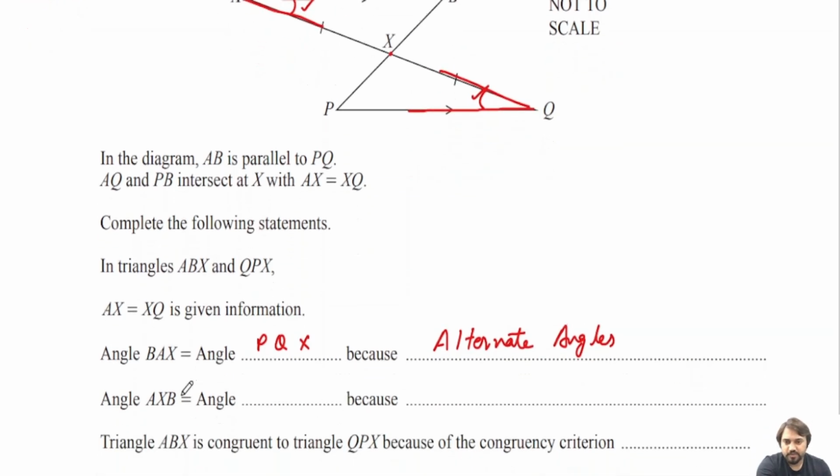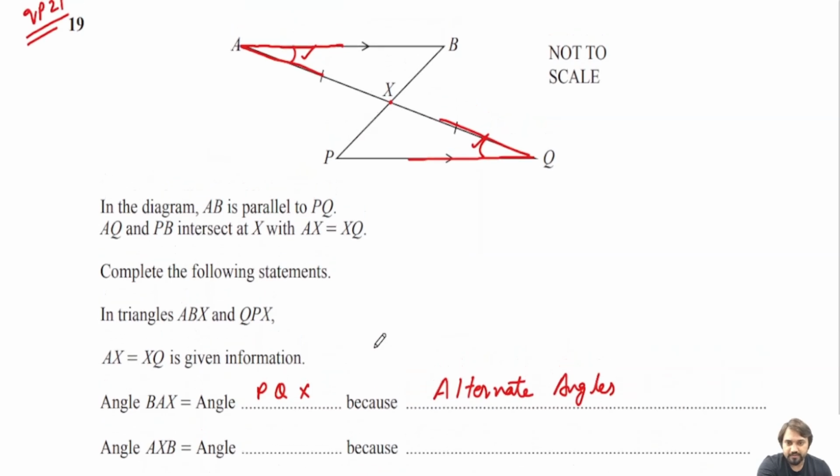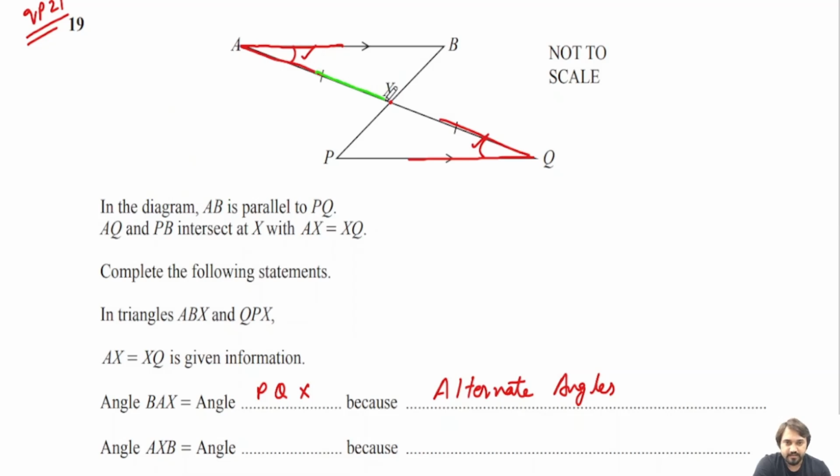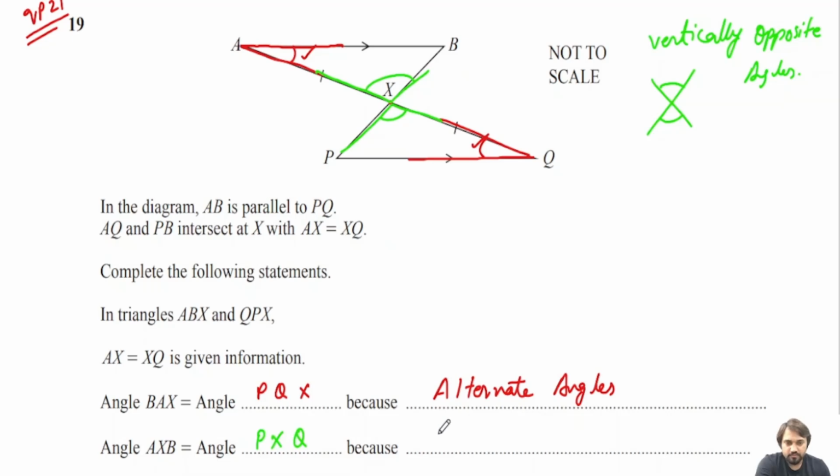Now, in the next part, we have to tell angle AXB is equal to which angle and why. So where we have AXB, this one, I'm going to change the marker, this angle, AXB. AXB will be equal to PXQ. Why? Because of vertically opposite angles. So I'm going to write PXQ because vertically opposite angle.